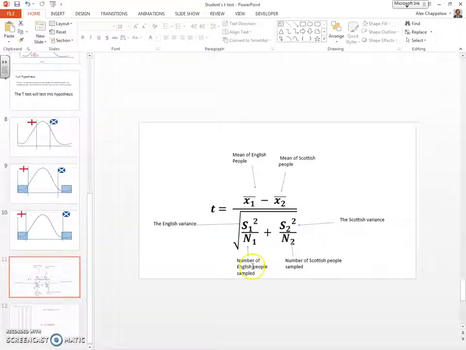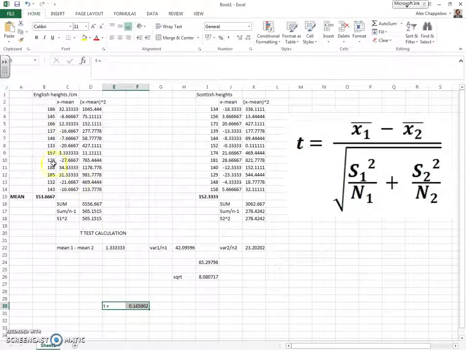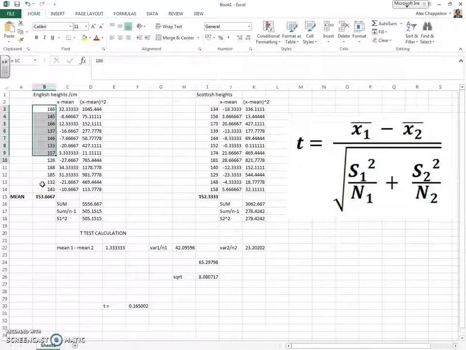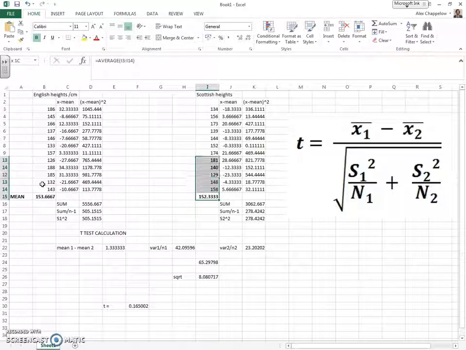So let's have a look at some actual numbers. Okay, I made up some numbers. I didn't go around chasing Scottish people and trying to find out how tall they are. So these are made up numbers, but hopefully they're kind of representative. These are my English heights in this column right here. And I've calculated a mean, which is here. It's 153 centimetres. I've done the same for Scottish people over here. There's the mean at the bottom.